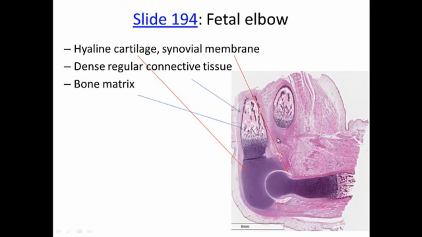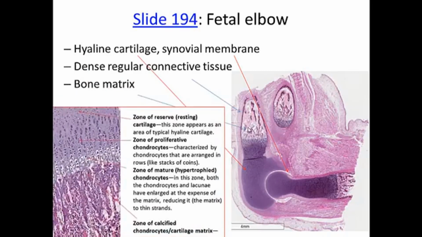So here we can see that we have the hyaline cartilage, and this hyaline cartilage is at the articular surfaces. And you see the synovial membrane that goes around it, so that allows this bone to move in relation to this bone. And we have dense irregular connective tissue in the periosteum or the perichondrium, and there's a bone matrix.